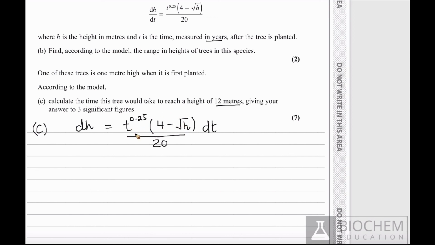So this can be moved to the left hand side by dividing this side by 4 minus square root h with respect to dh. And dividing this side by the same 4 minus square root h will cancel this out, and we will be left with t to the power of 0.25 over 20 with respect to dt. Now we will integrate both sides. So integrate the left and right hand side, the left with respect to dh and right with respect to dt.